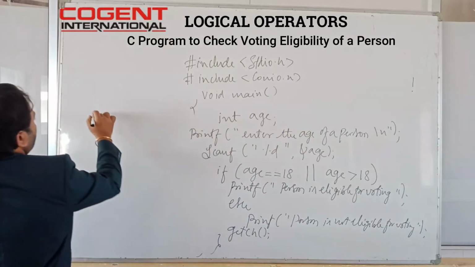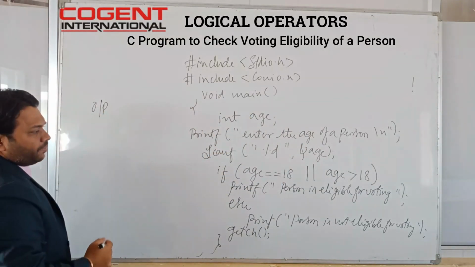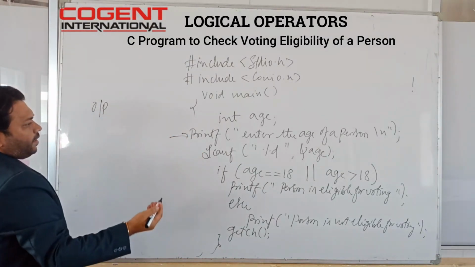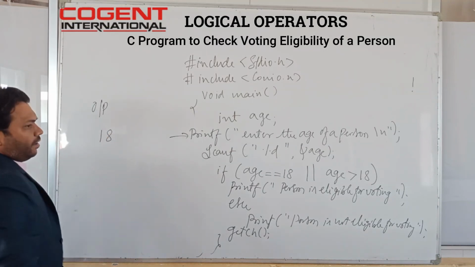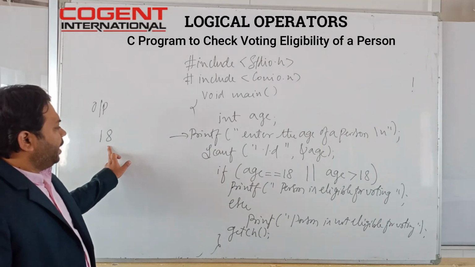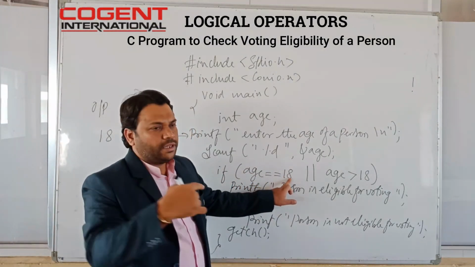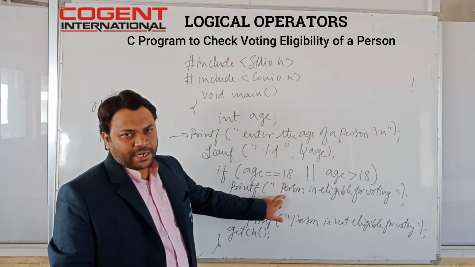Output. It will ask enter the age of a person, the printf statement first, then I'll enter the age of a person as 18. Consider I entered 18 here. Then it will check if age is equal to 18. Yes, this condition is satisfied. That means it has to execute this statement here.